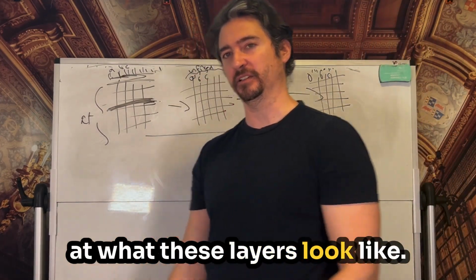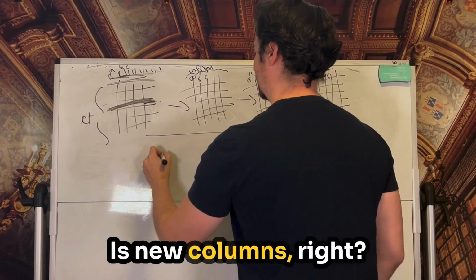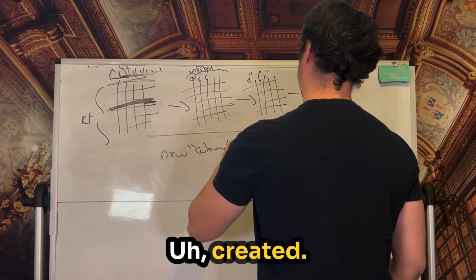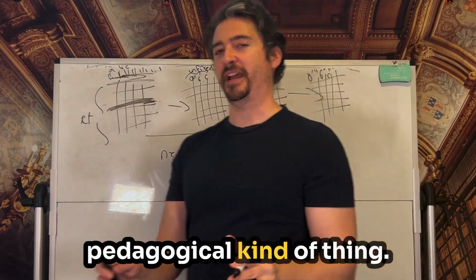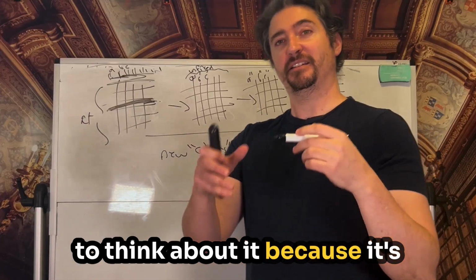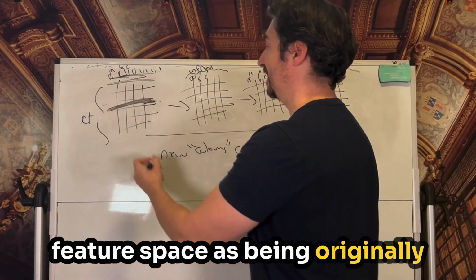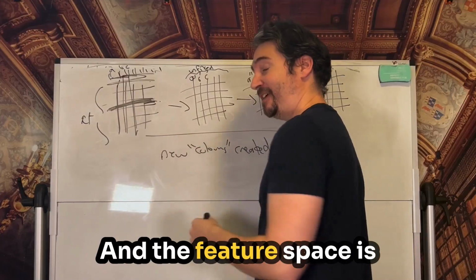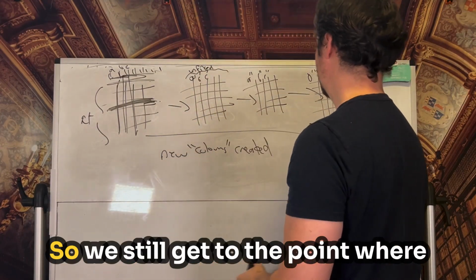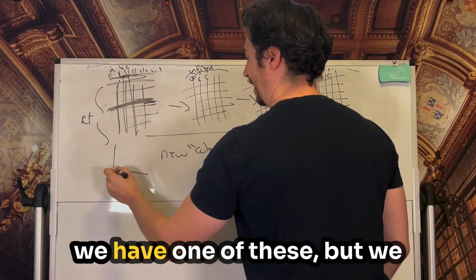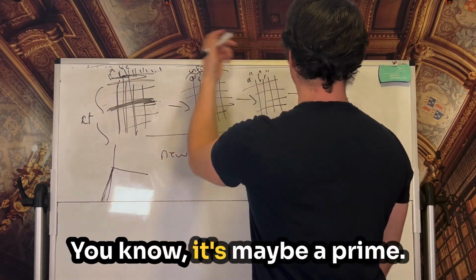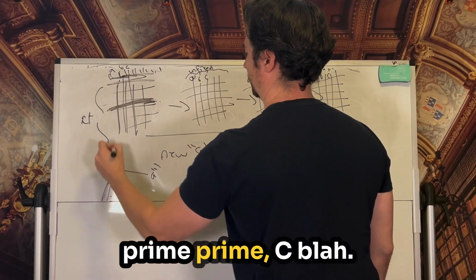and we'll take a look at what these layers look like, is that new columns are created. Now that's just a pedagogical thing. Again, it's not like the columns of the data are actually changing, but it's a good way to think of the feature space as being originally created from the columns, and the feature space is what is now being learned. It's what is being changed. It's a learned feature space. So we still get to the point where we have one of these, but we can't just call this ABC. It's maybe A prime prime prime, B prime prime prime, C prime prime prime.